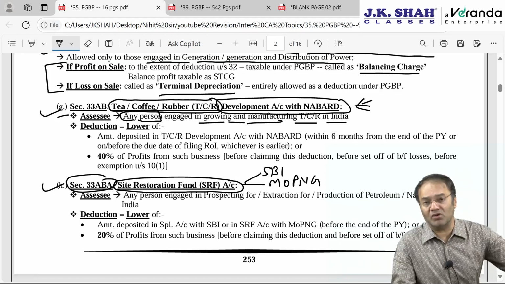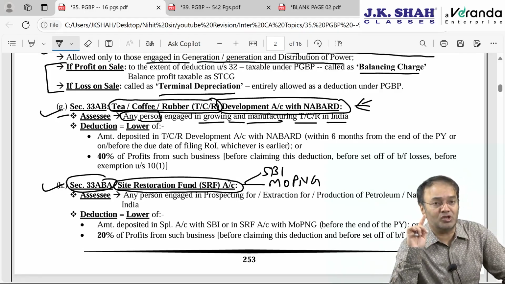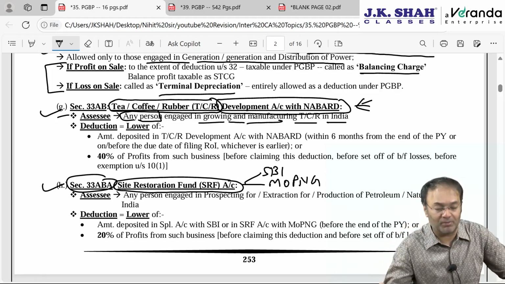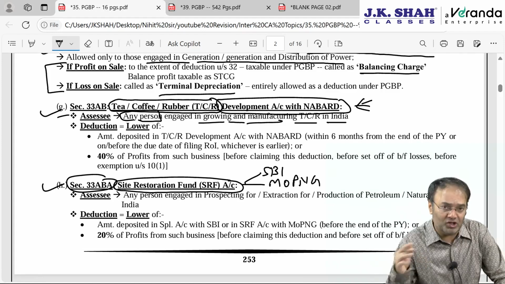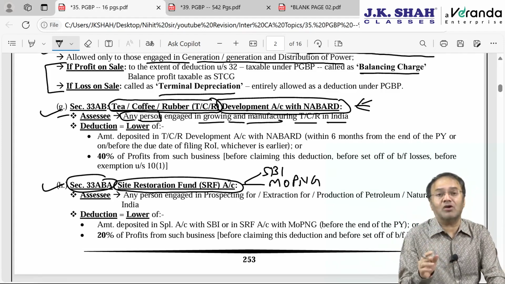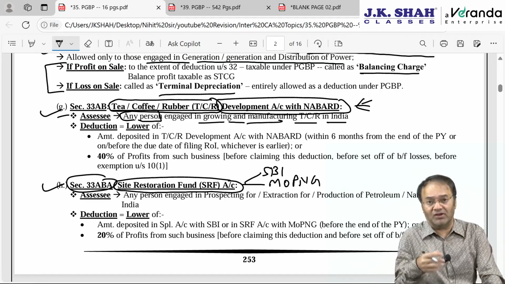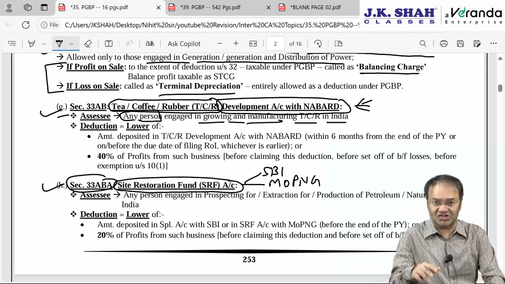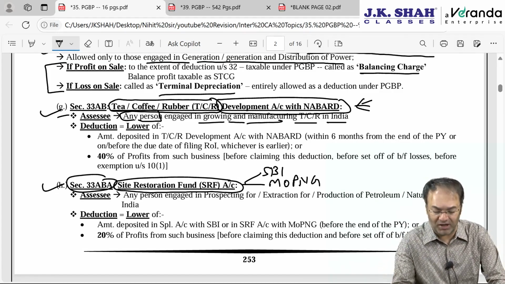Here deduction is allowed to the tune of whatever amount is deposited in this tea, coffee, rubber development account with NABARD. Open a special account. Here deduction is allowed not based on accounting entry. Here money will actually go out of the pocket of the assessee. The assessee will have to actually make payment to the third party.